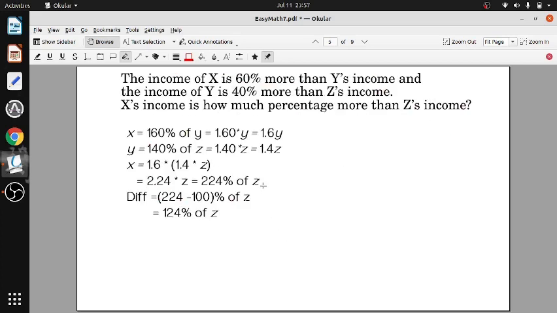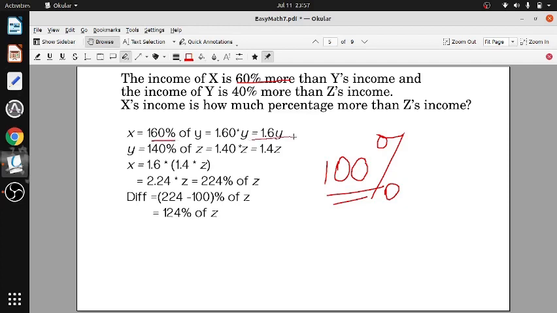The income of X is 60% more than Y's income, and the income of Y is 40% more than Z's income. Now, always the starting point is 100%. In anything, it could be profit, loss, discount, increase or decrease, whatever it is, the starting point is always 100%.